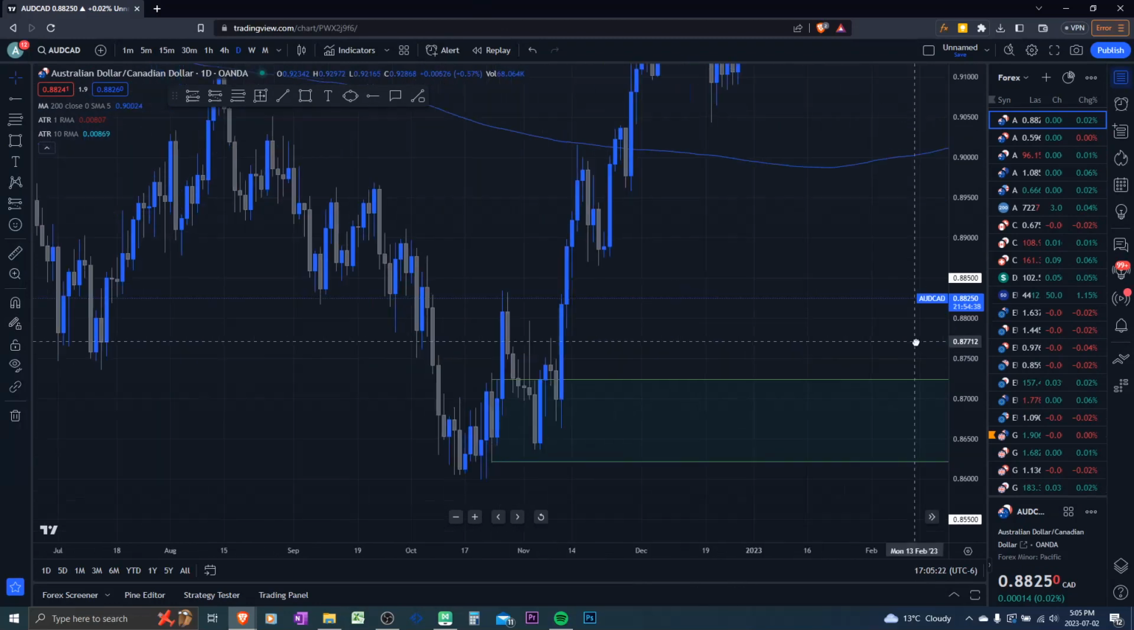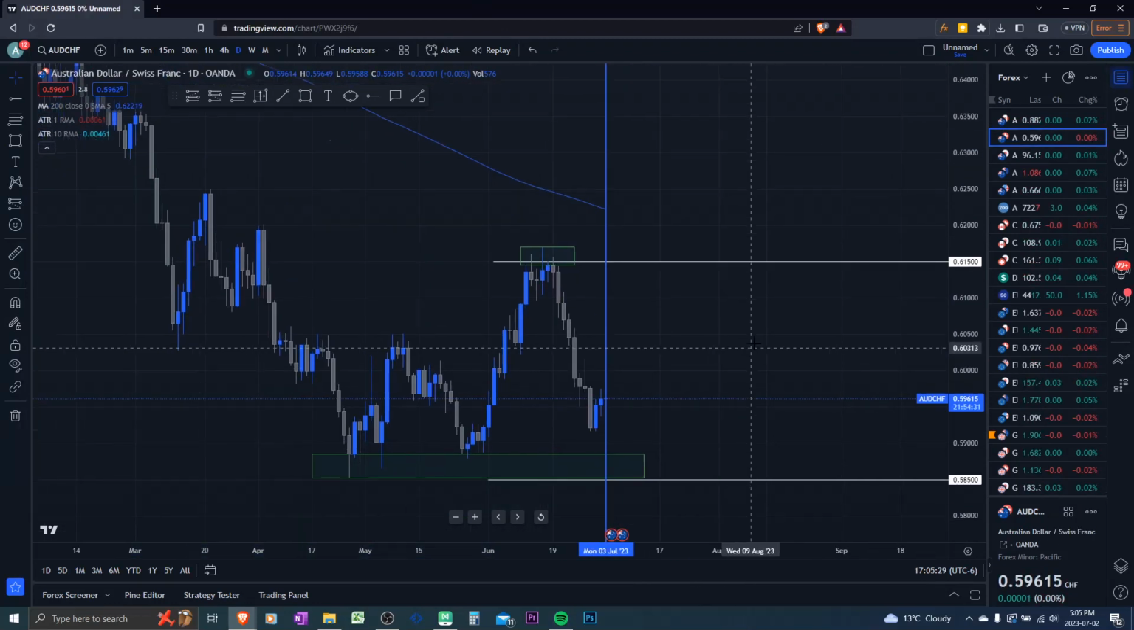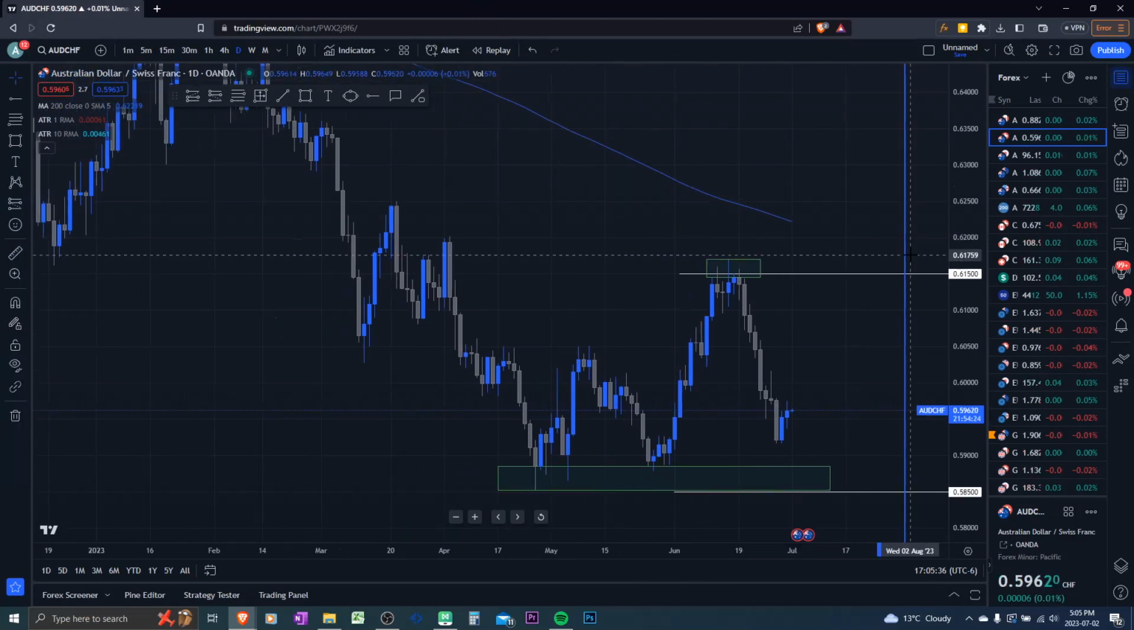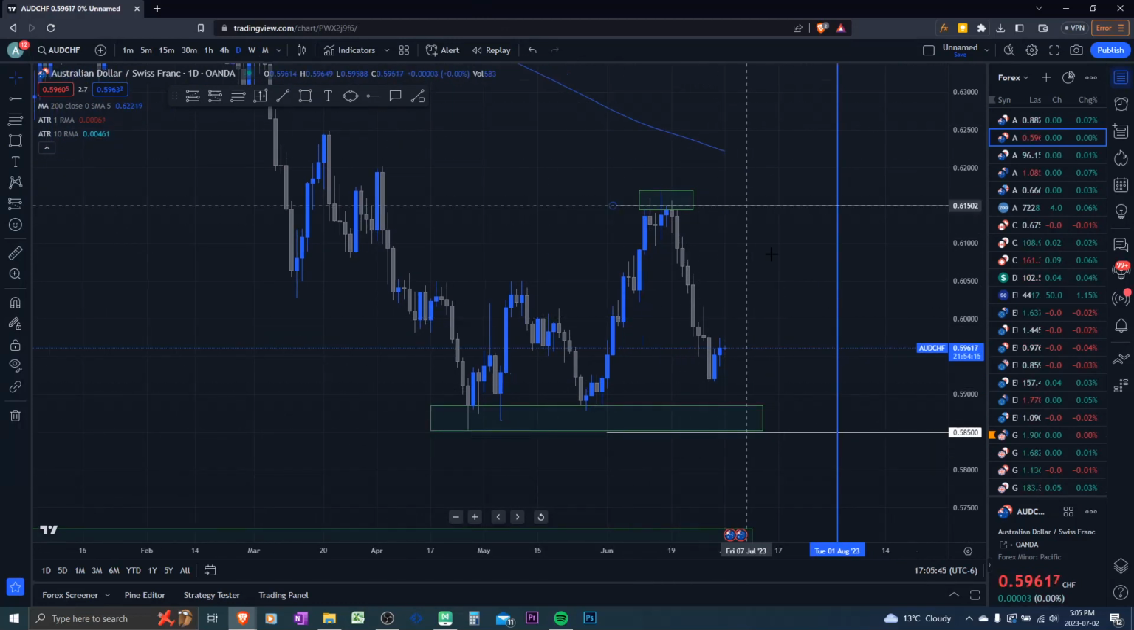There's obviously this major zone here that might affect it a bit. It's not that relevant right now, so delete it, look at it later. Aussie Swiss, I did end up making really good money on this pair last month. The same, it's got this zone here. It's obviously still bearish, way below this moving average.